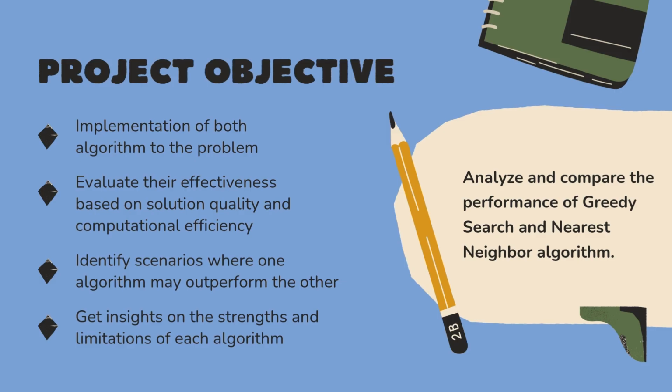Thirdly, we want to identify specific scenarios where one algorithm performs better than the other. Different problems may favor different approaches, and understanding that can help in selecting the right tool for future applications. Finally, we seek to gain deeper insights into the strengths and limitations of both algorithms. This comparative understanding is critical not only for this project, but also for broader decision making in AI and search strategy design.